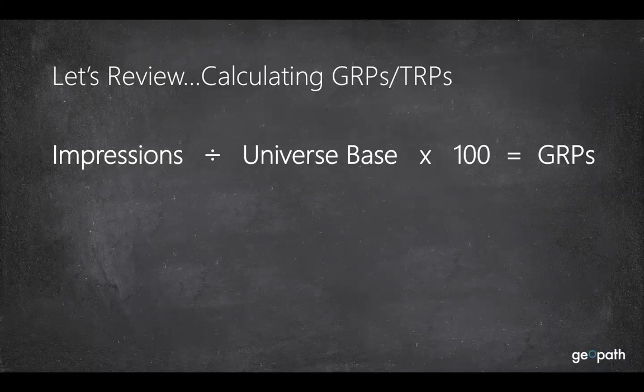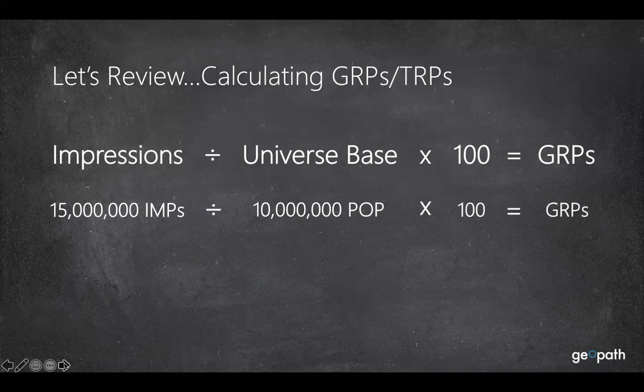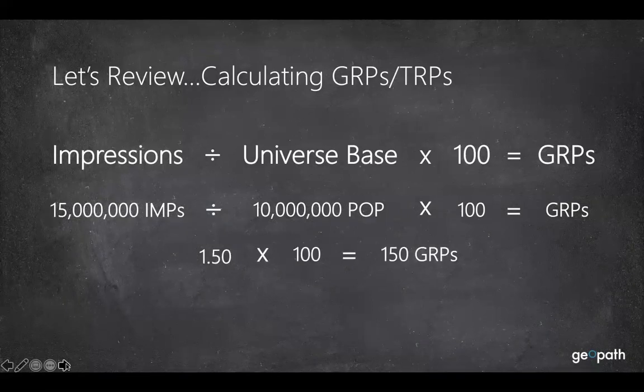But speaking about the GRPs, the gross rating points, the way that this is calculated, you take the impressions for whatever your universe is. In this case, we're looking at about 15 million impressions. Then you divide that number by the universe base. Because this is gross rating points, the universe is 0 plus. So here we have a population of 10,000 0 plus. And then you multiply that number to get a full number. So this equation here would result in 150 GRPs.